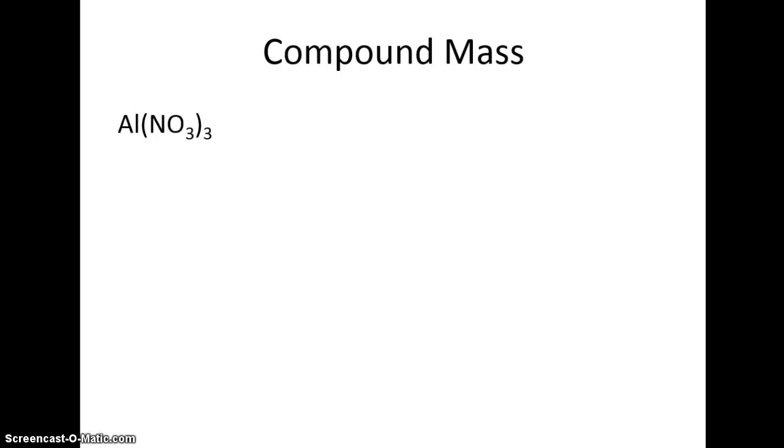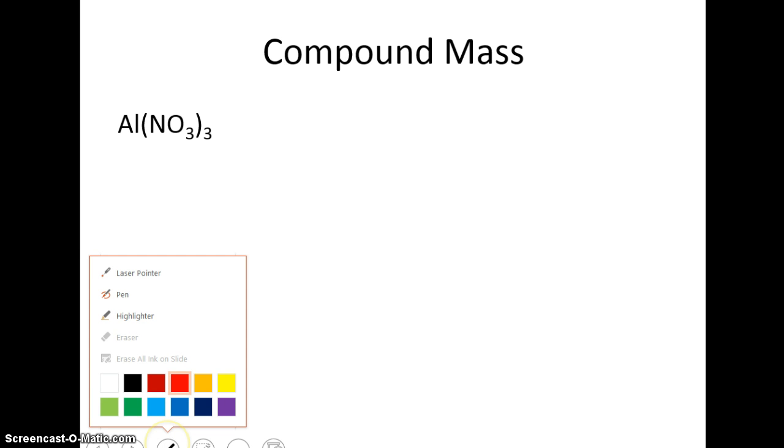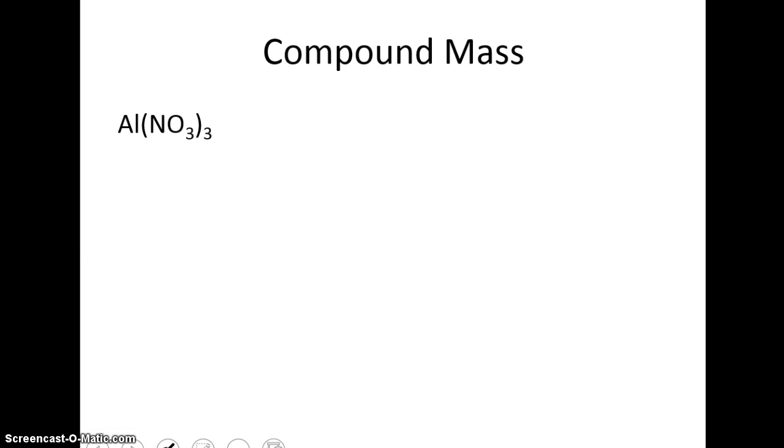Hi students, today you're going to learn how to find the compound mass of compounds. I don't really have any steps to follow. You just need to make sure that you're using your periodic table and do what I am doing. There are three elements here. We've got Al, N, and O.